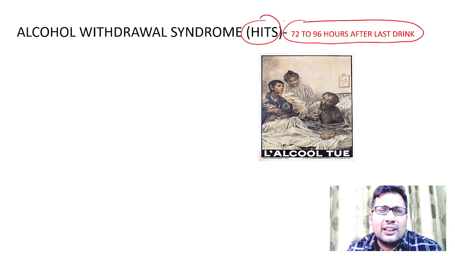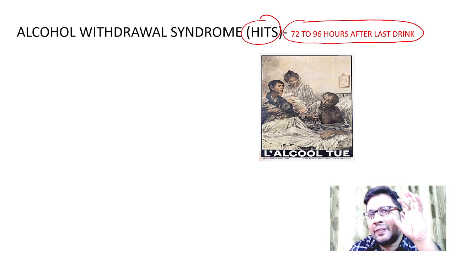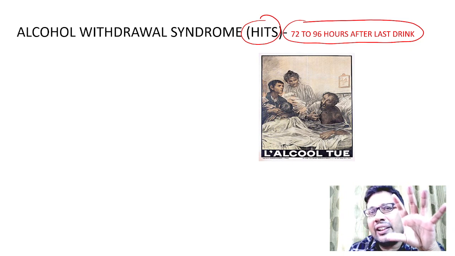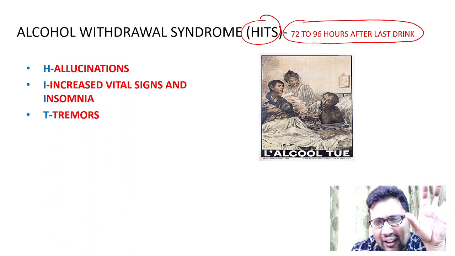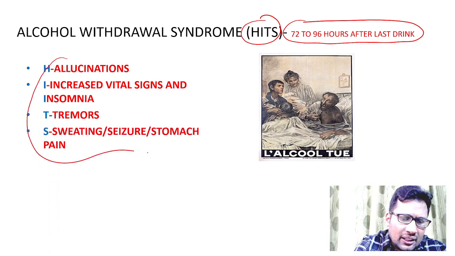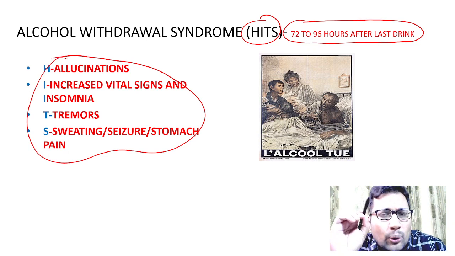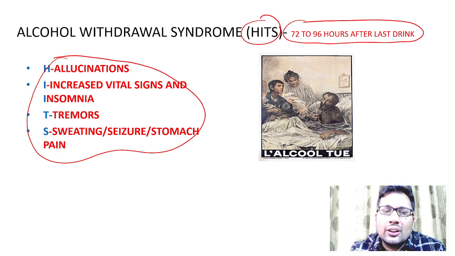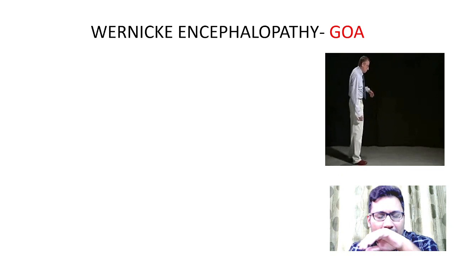That is seen after 72 hours or up to 96 hours after the last drink. HITS: H for hallucination, I for increased activity of the vital signs and insomnia, T for tachycardia and the tremor that is seen, S for sweating, seizure and stomach pain, that is nausea, vomiting. And in case of delirium tremens, there can be suicidal tendencies. Mortality is seen up to 30%. So yes, this is a case of delirium tremens. The mnemonic is HITS.